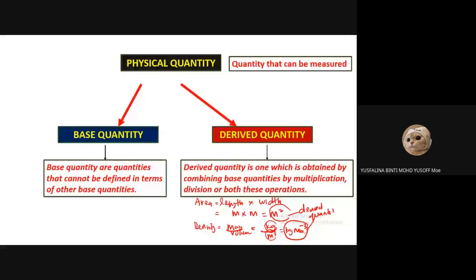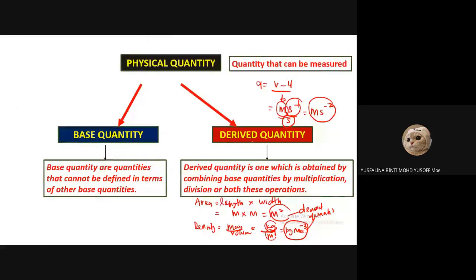Or another, let's say for acceleration. Acceleration is V minus U divided by T. I think I already learned this one in Form 3 maths. V minus U, V is in m s negative 1, and time is in second, so you get m s negative 2. So you see, you use the base quantities to get another unit.